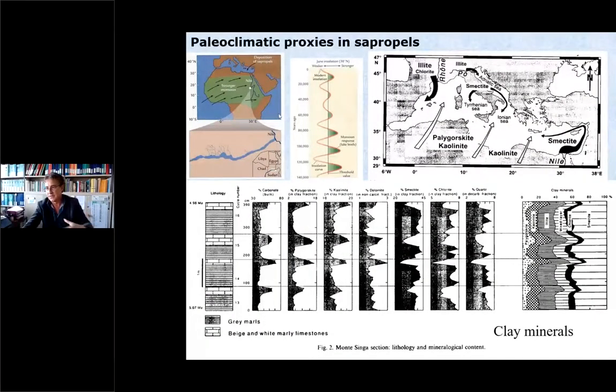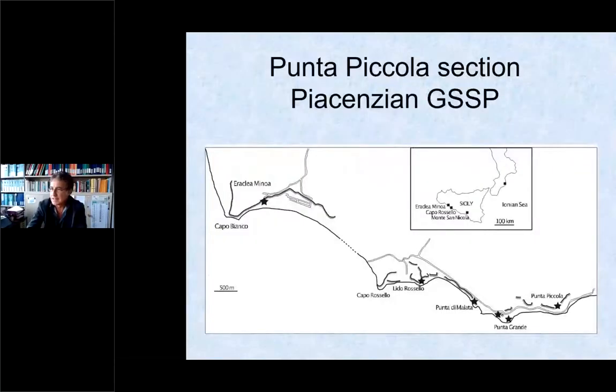in the northern hemisphere. So they measured the clay minerals in Caporosello, also in other sections in Calabria, for instance Monte Singa, where they found strong variations in palygorskite and kaolinite. So for that, the palygorskite corresponded to the increase of dust from the Saharan area.